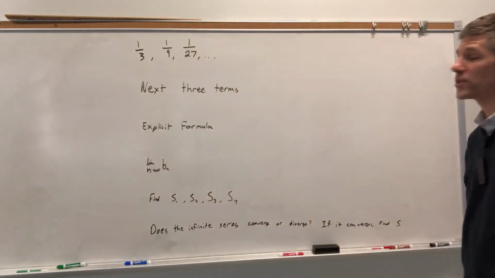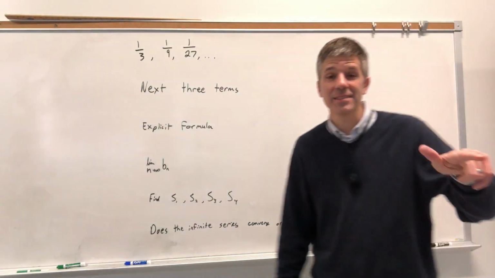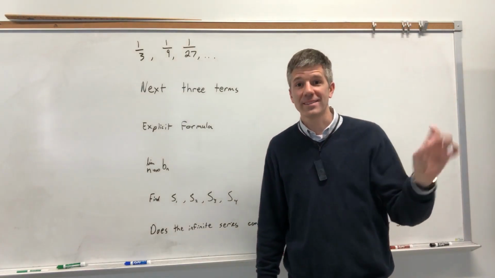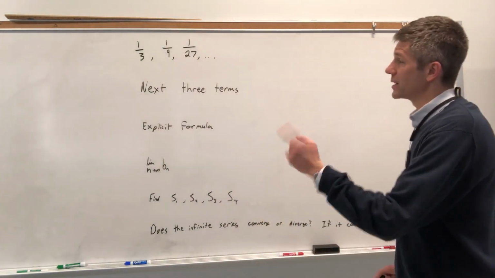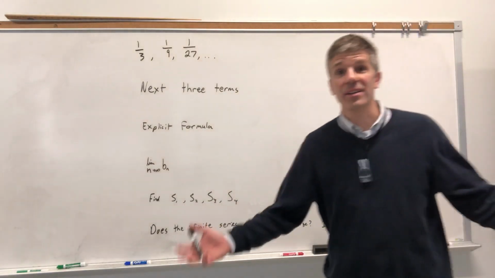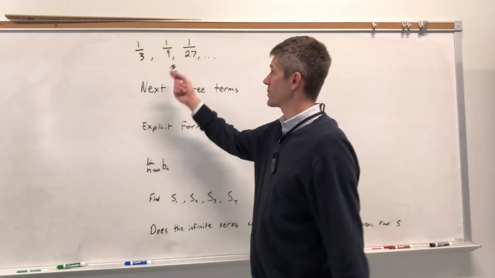Let's do this. Here's another sequence. A sequence is a list of numbers with a set pattern. A series is when we add those together. So let's find the next three terms. First of all, let's find the pattern. The pattern is 1/3, 1/9, 1/27.